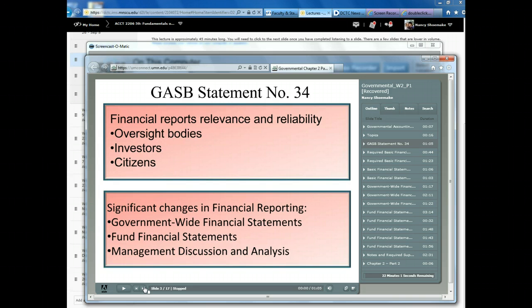Why do we need them? We want to see where our monies are being spent. I'm paying X amount of dollars a year in property taxes. I want to see how they're being spent. Now, there might be investors who are putting money into the county or the city, and they want to see how their monies are being spent.